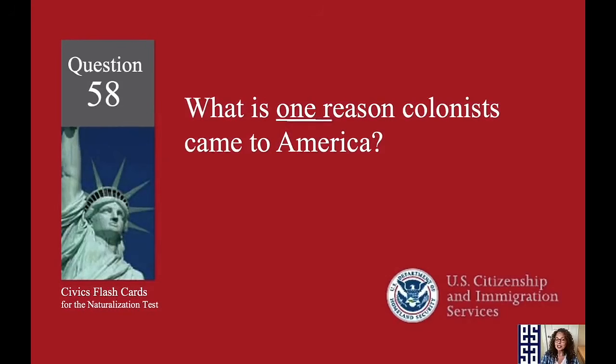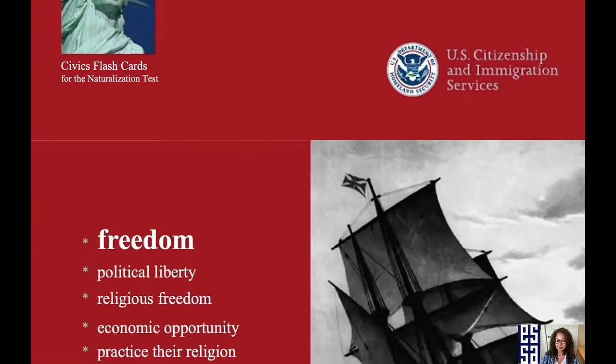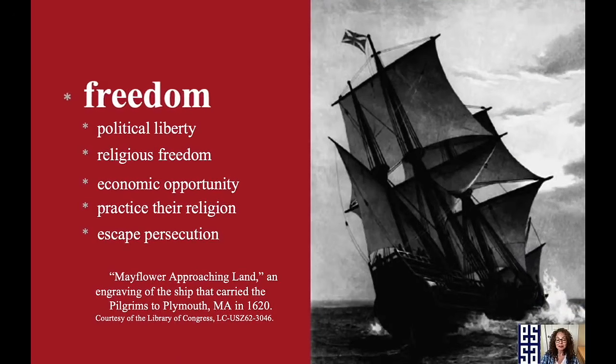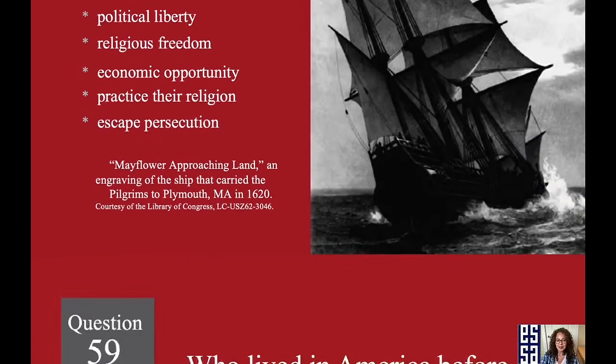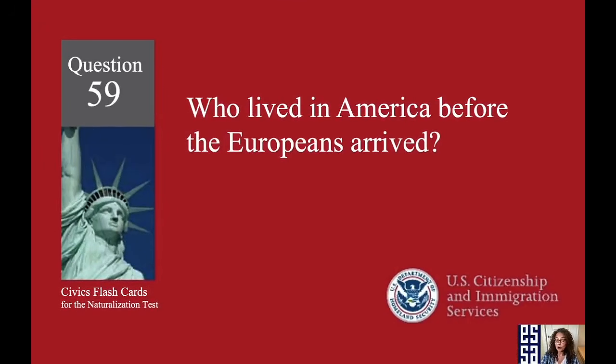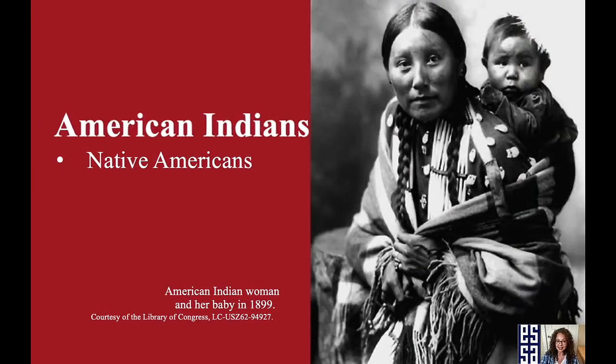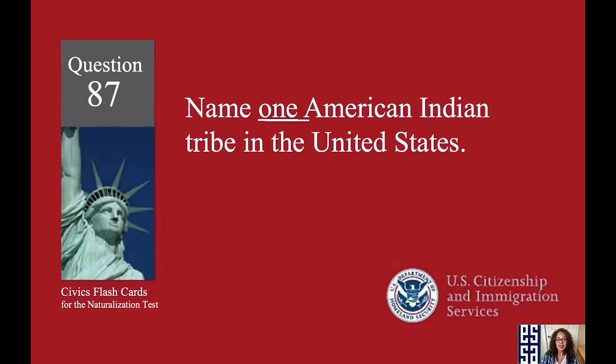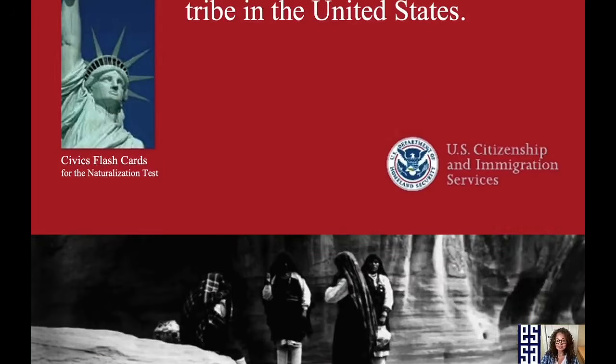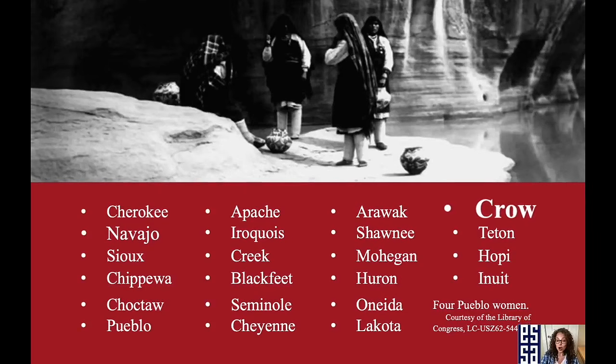What is one reason colonists came to America? For freedom. Who lived in America before the Europeans arrived? American Indians. Name one American Indian tribe in the United States. Crow, like the bird, crow.